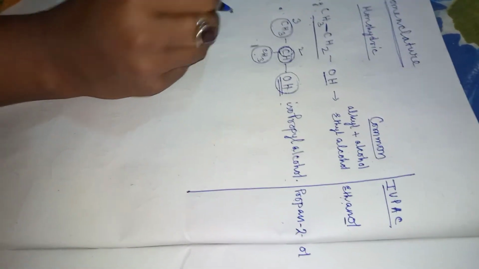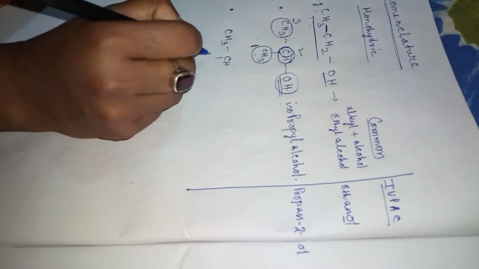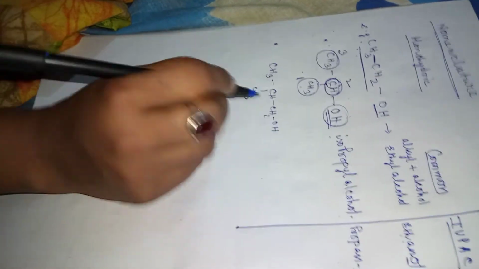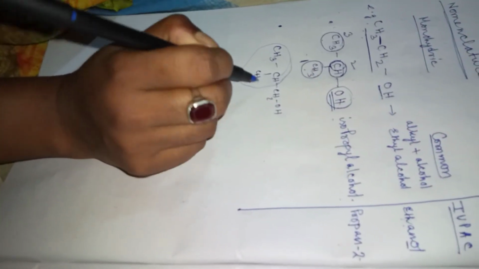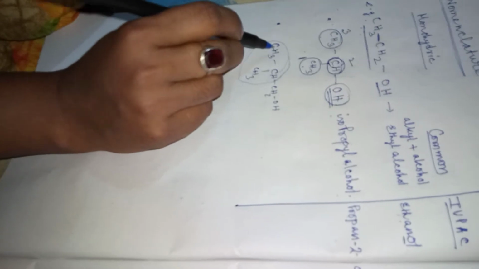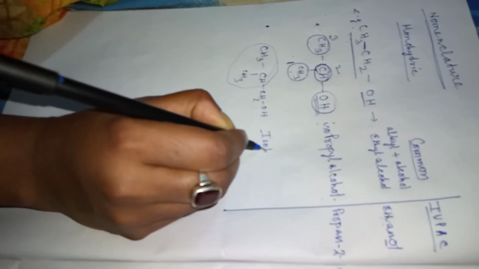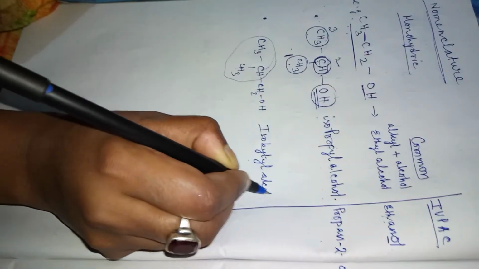And next, suppose I am telling you this compound. What will this compound be? CH3 CH, similarly again CH3, then CH2OH. What will the common name be then? This is an isopropyl group, but this compound contains 1, 2, 3, 4 carbons, so it will be isobutyl alcohol. This is the common name, isobutyl alcohol.